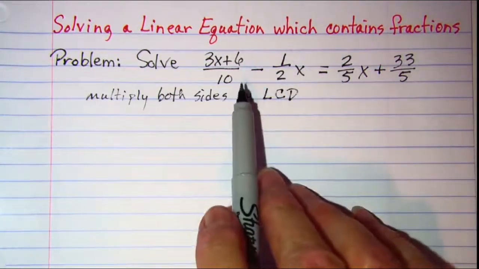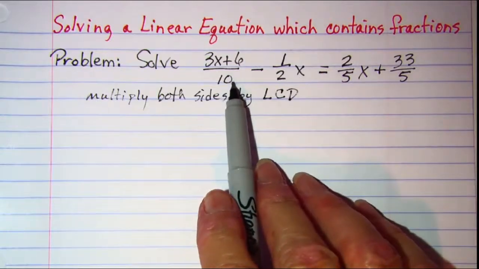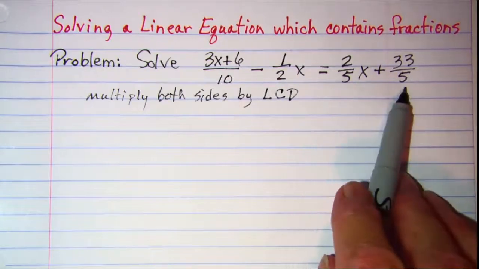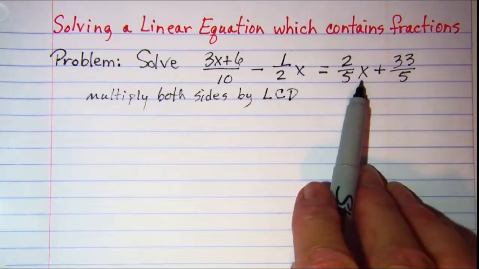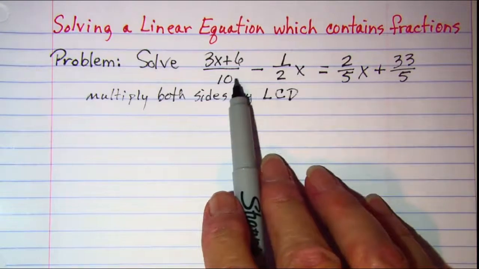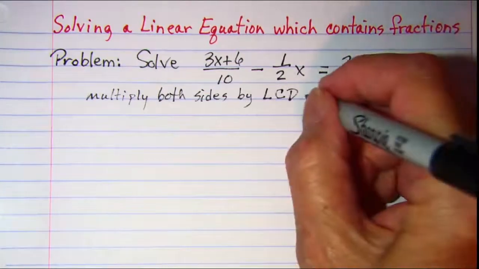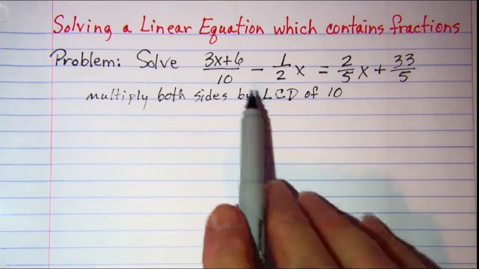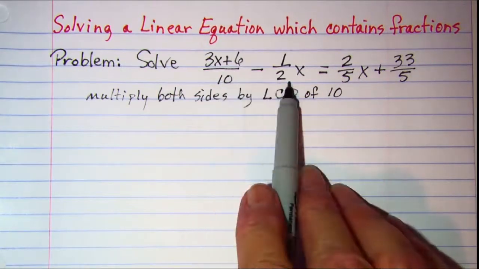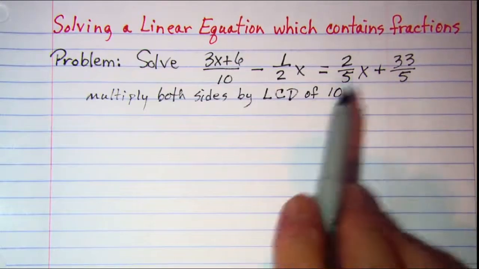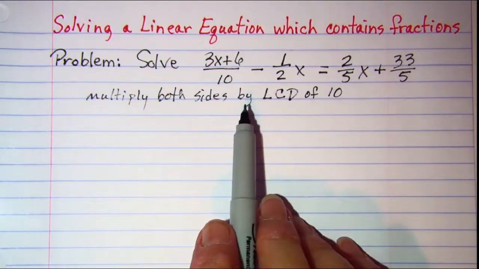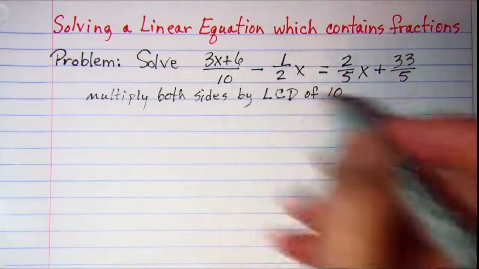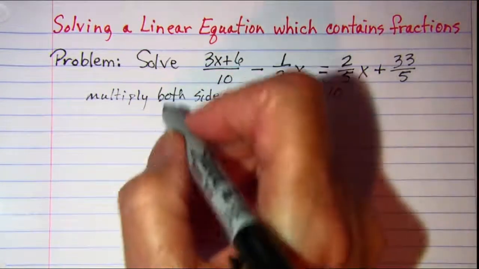And our least common denominator, we can see that we have denominators of 10, 2, 5, and 5. So our least common denominator is 10. What this will do is cancel these denominators off, and we'll have just a linear equation which does not contain fractions any longer. So what I'm going to do is show that multiplication.